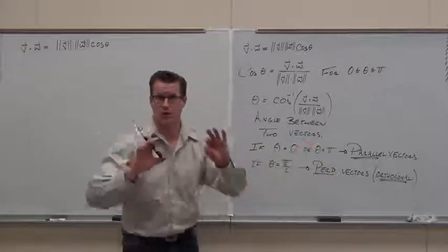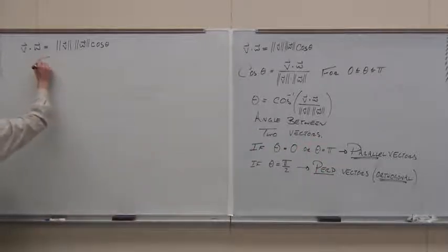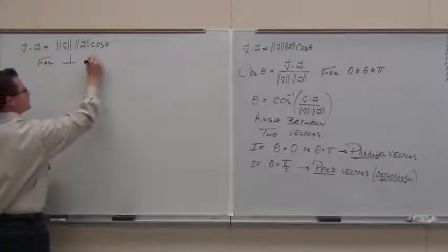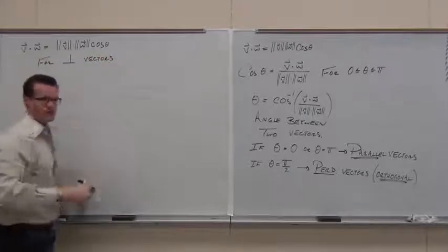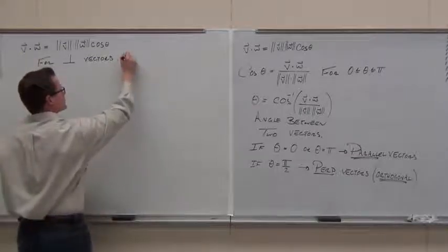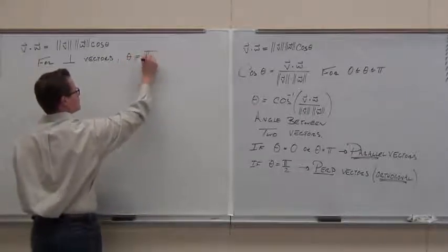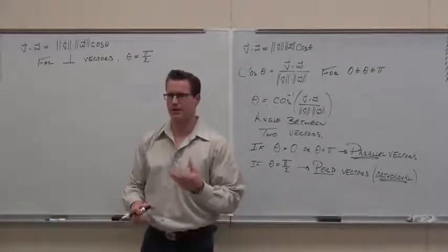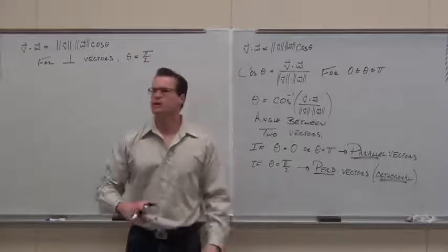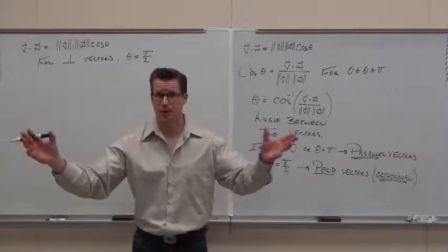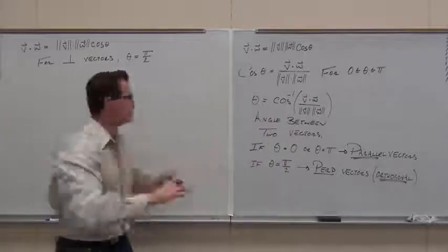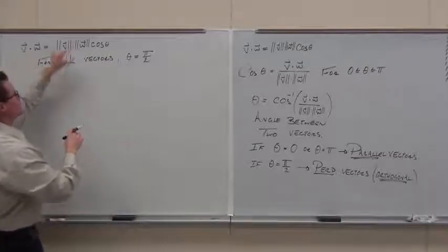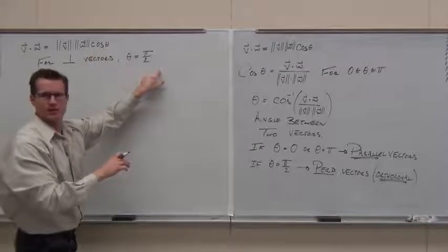So, for perpendicular vectors, for orthogonal vectors, theta equals pi over 2. Nod your head that you heard me, you understand the concept. Let's plug it in. Let's assume that V and W are perpendicular or orthogonal, okay? So if V and W are orthogonal, then the angle between them is pi over 2. Nod your head that you're with me.